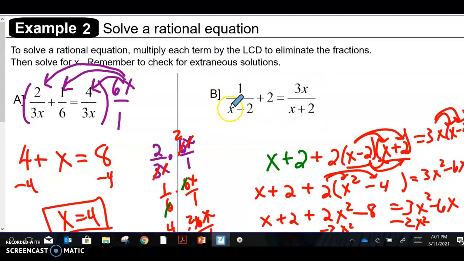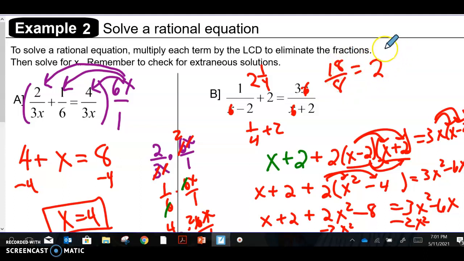How about 6? 1/4, right? 6 minus 2 is 4. 1/4 plus 2 is 2 1/4. This is 18 divided by 8. 18 divided by 8 is 2. 8 goes into 18 2 times, right? That'd be 16 with 2 left over. 2 and 2/8, which is the same as 2 1/4.